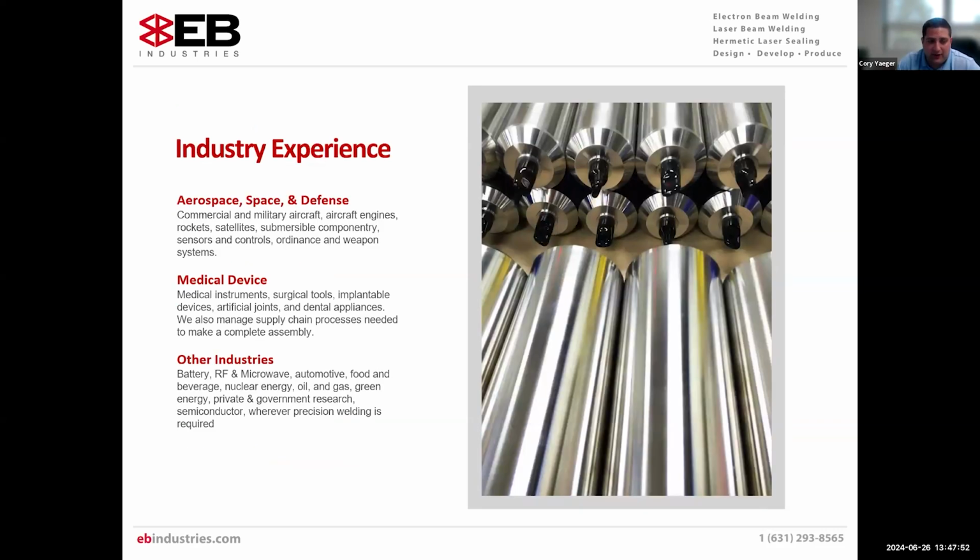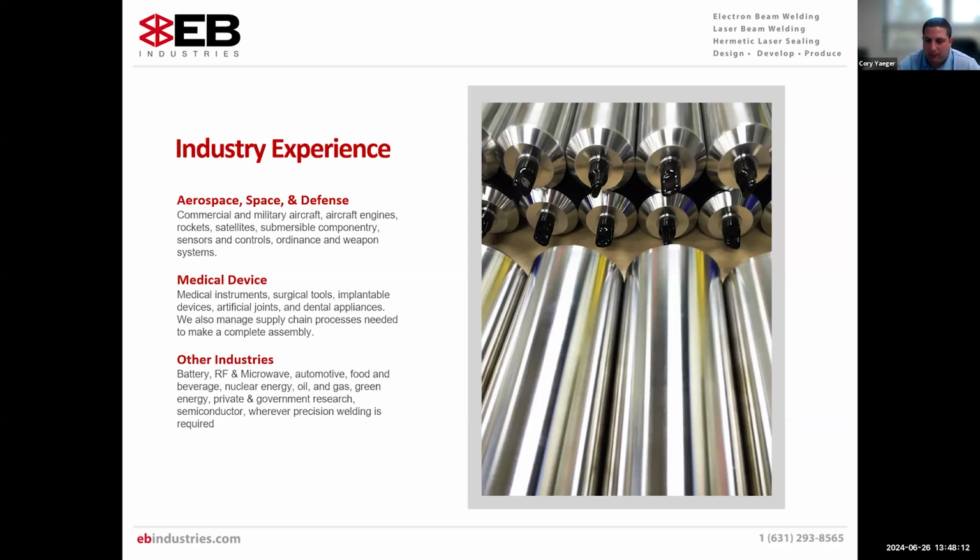Now, talking about the several industries that we support: aerospace, space, and defense. This is where our company first started. We support many projects in these industries, such as commercial and military aircraft, aircraft engines, rockets, satellites, submersible componentry, sensors and controls, ordnance, and weapon systems.